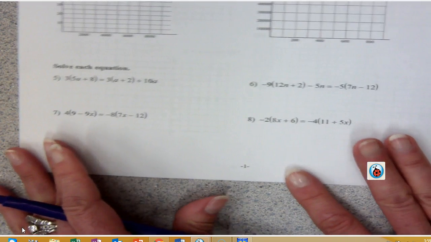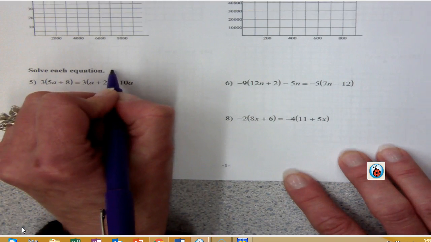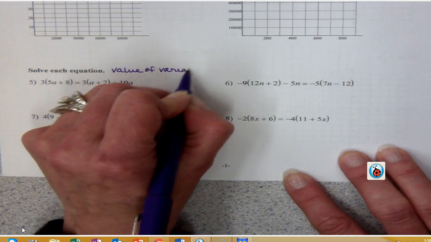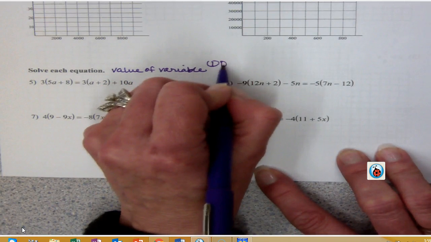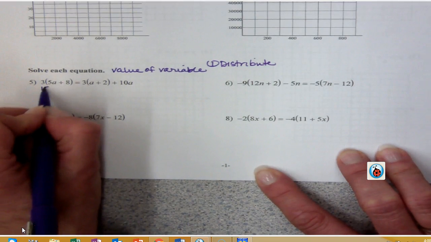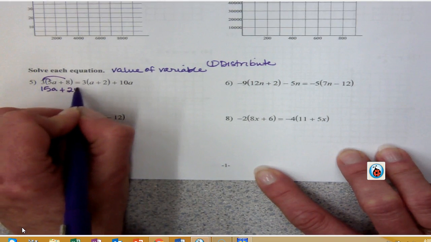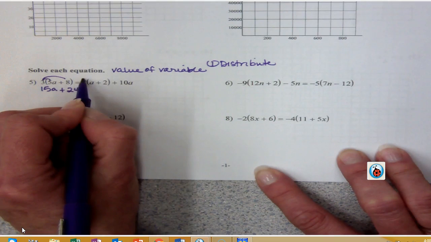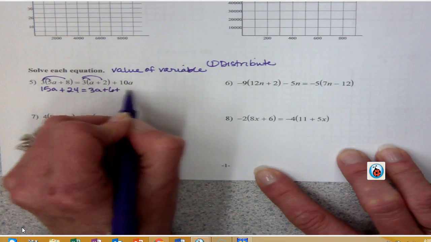Okay. Now we're going to solve each equation. So now this does have an equal sign, so I actually have to solve for a. Find the value of the variable. So first thing I'm going to do is distribute. And I get 15a, and then plus 3 times 8 is 24, equals. That's all I can do on that side of the equal sign. Now I'm going to distribute here, and I get 3a plus 6 plus 10a.